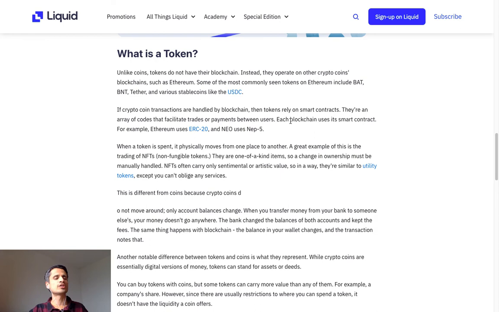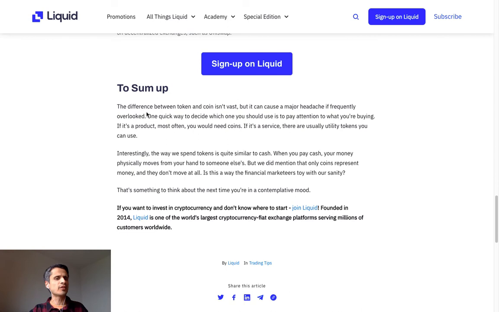And nowadays we're also seeing a lot of tokens come out on BNB, the Binance Coin Network, Phantom, Avalanche, and others. So in summary, the difference between token and coin isn't vast, but it can cause a major headache if frequently overlooked. One quick way to decide which one you should use is to pay attention to what you're buying. If it's a product, you would need coins. If it's a service, there are usually utility tokens you can use.